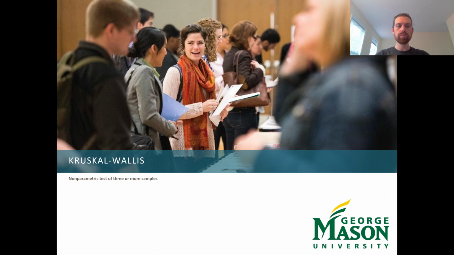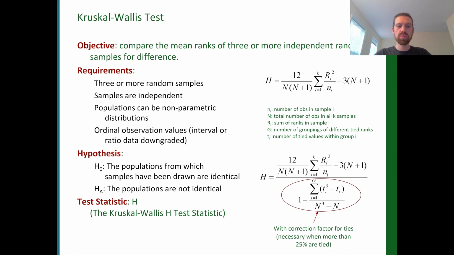Okay. So let's just finish now by focusing on the Kruskal-Wallis test. So this is the non-parametric test for 3 or more samples. So here what we're doing is we're comparing the mean ranks of 3 or more independent random samples for difference. So we need 3 or more random samples. We need to have independent data, as I mentioned before, and we would be expecting, as this is non-parametric, that the populations have non-parametric distributions, so non-normally distributed distributions.